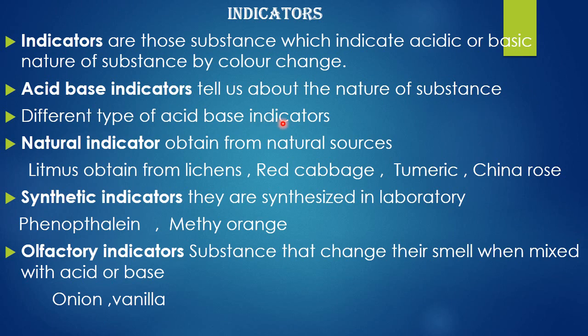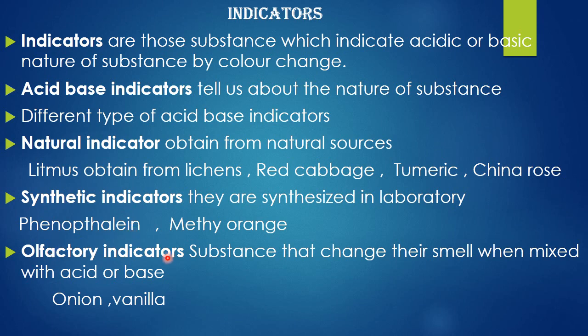Now different types of acid-base indicators are natural indicators. They are obtained from natural sources. For example, litmus, which is obtained from lichen. It is purple in color. Then red cabbage, turmeric, China rose. These are all obtained from natural sources, so they are said to be natural indicators. Synthetic indicators are synthesized in the laboratory. Phenolphthalein and methyl orange are examples of synthetic indicators.